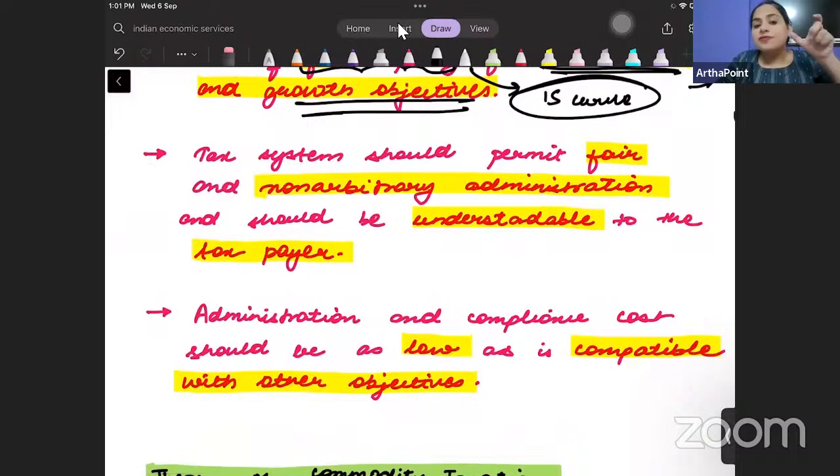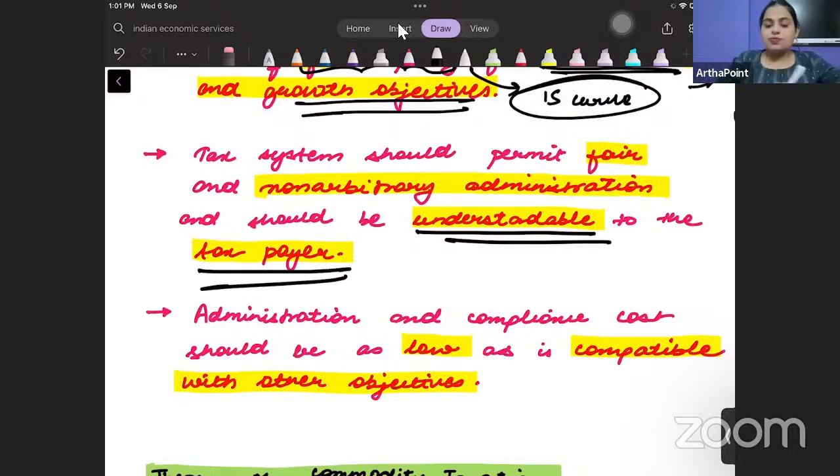A tax system should permit fair and non-arbitrary administration and should be understandable to the taxpayer. ये बहुत important है, समझो. See, whenever I bring in any tax system, उस tax system से related बहुत सारी administration होती है. We have already done what is GST. In GST, we studied there is something called GSTN, Goods and Services Tax Network. What was that GSTN doing? It was ensuring that there is one online portal where everybody comes and pays their tax. मतलब एक जगह तो हमें चाहिए ना जहां पे हम एडमिनिस्टर कर पाएं कि क्या लोग टैक्स पे कर रहे हैं या नहीं कर रहे हैं. अगर वो टैक्स पे कर रहे हैं तो कितना टैक्स पे कर रहे हैं. तो ये सारी चीज़ को हमें एडमिनिस्टर करना होता है.